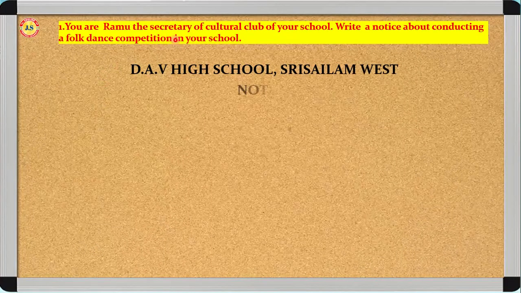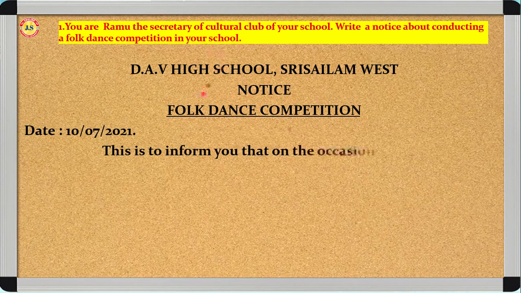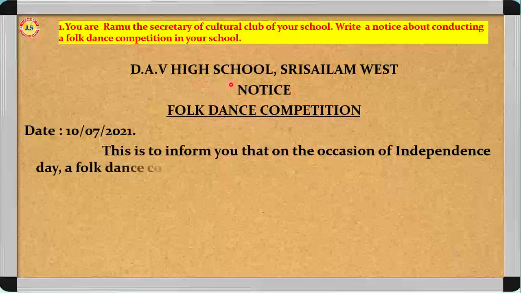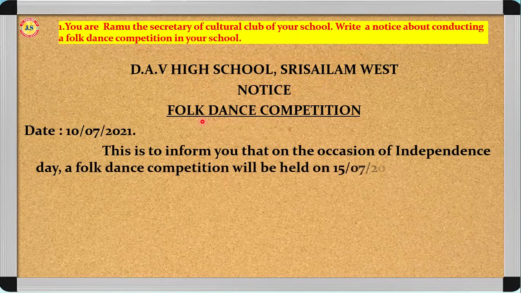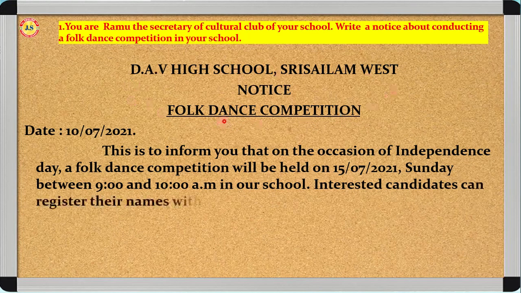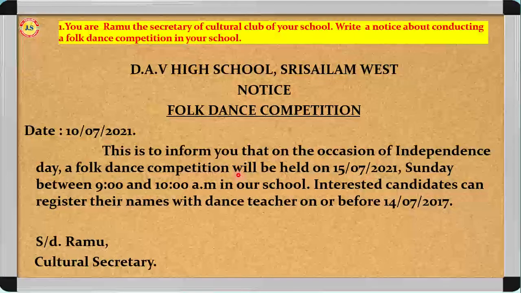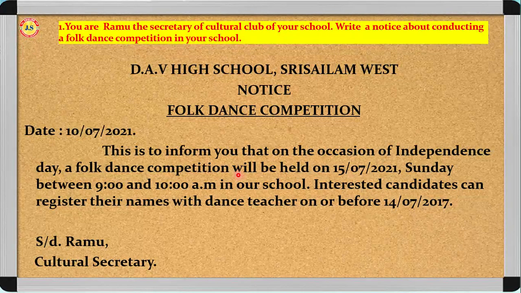You are Ramu, the secretary of the cultural club of your school. Write a notice about conducting a folk dance competition in your school. I told you very clearly here you should write the name of the school, then notice, then here the heading should be written. That should be in the middle. Folk dance competition. See, dear friends, see these three titles should be written in capital letters, and here we should write the date 10/7/2021.